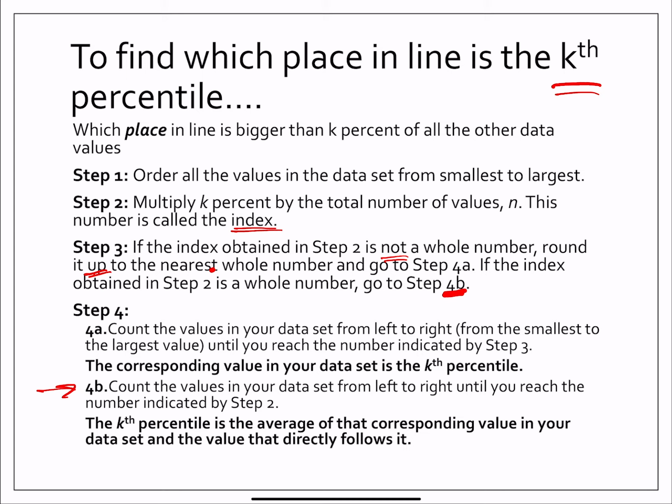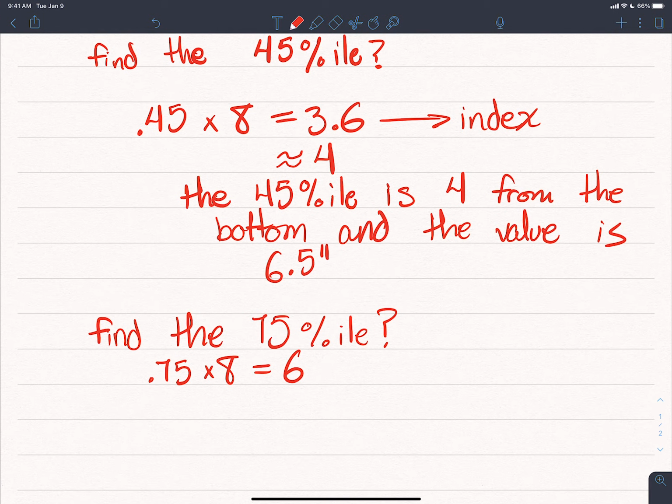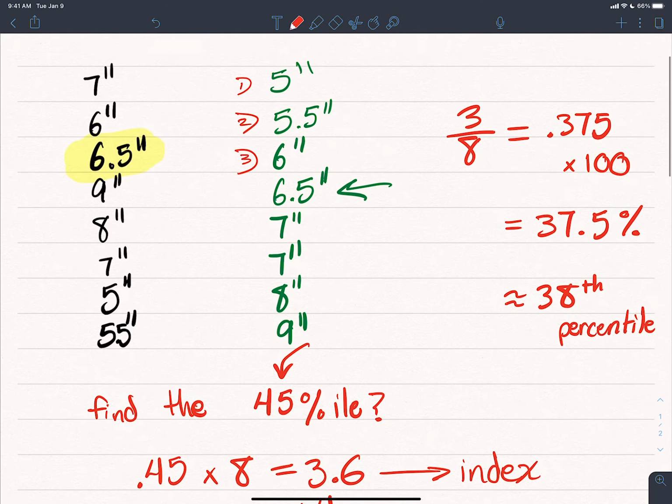And the kth percentile is the average of that and the corresponding value in your data set, or the value directly between that value and the next value. I'm sorry, I kind of got tongue twisted a little bit. So we'll do it, and when we do the example, it should make a lot more sense and be easier to follow. So here we need to count up to 6.